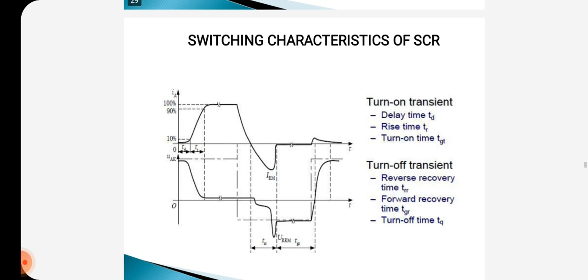This is the switching characteristics of SCR. In switching characteristics there are two terms present, that is turn on transient and turn off transient. In turn on transient there are delay time TD, rise time TR and turn on time TGT. In turn off transient there are reverse recovery time, that is TRR, forward recovery time, that is TGR, and turn off time TQ.